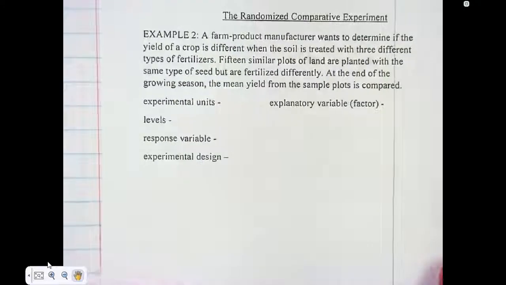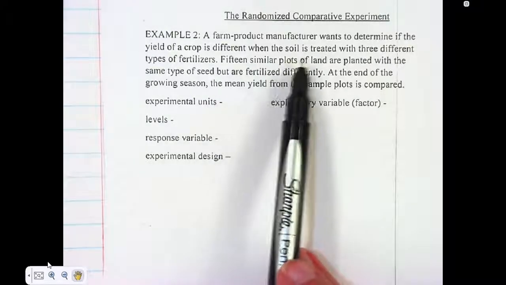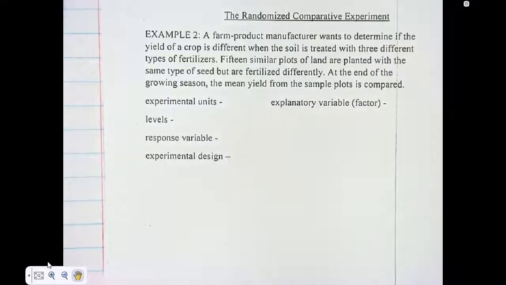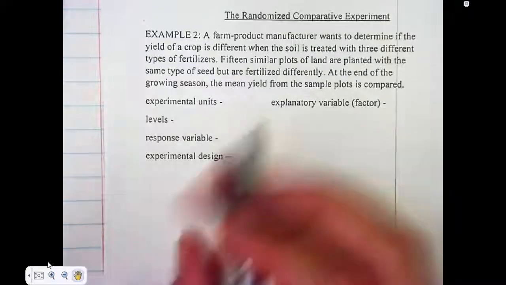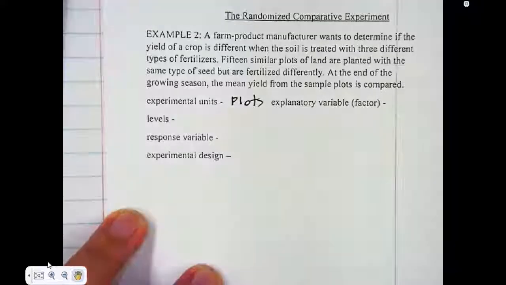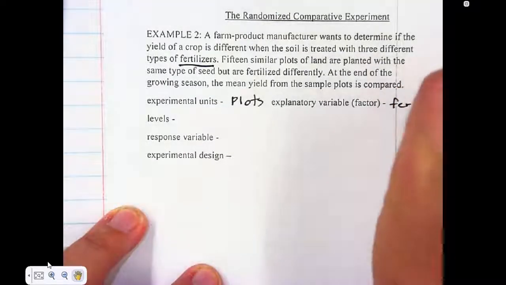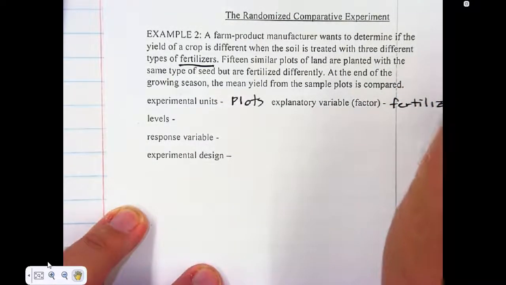So right here, a farm product manufacturer wants to determine if the yield of a crop is different when the soil is treated with 3 different types of fertilizer. 15 similar plots of land are planted with the same type of seed but are fertilized differently. At the end of the growing season, the mean yield from the plots is compared. So first of all, they want the experimental units. Well, the experimental units are just the plots. That's what's being tested. What they're using to explain in this one is different types of fertilizers. They want to see how that works, so that's just fertilizers.